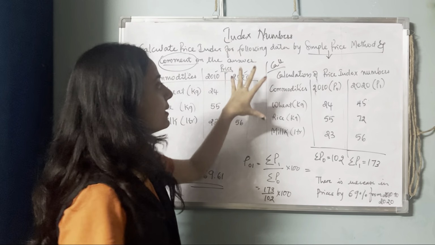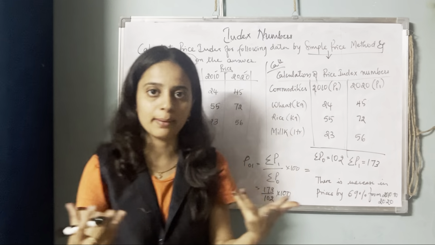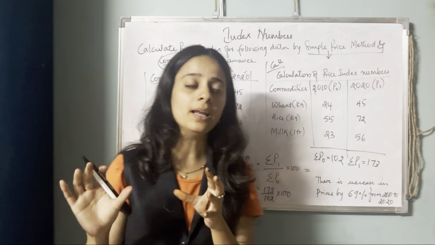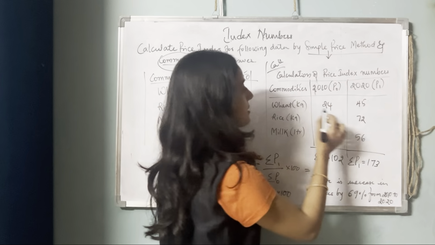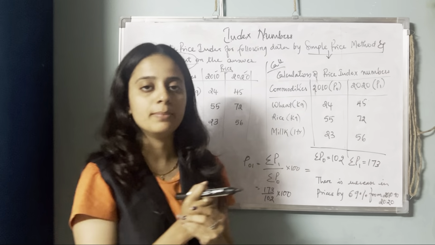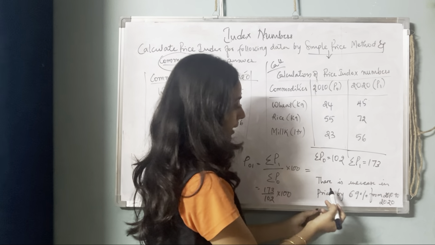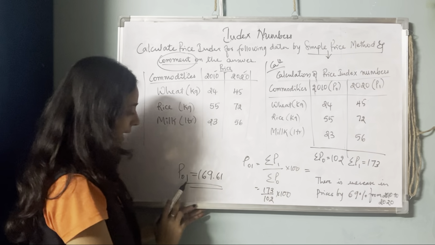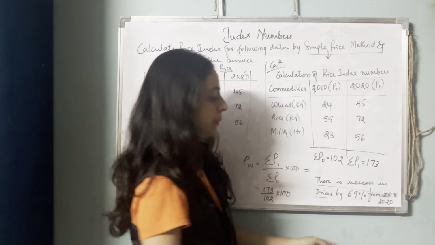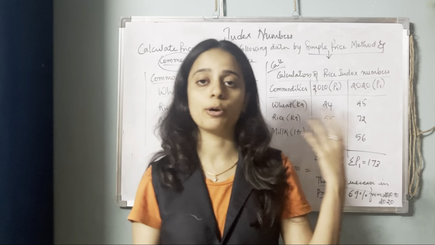What did I do? In the solution part, very important, always first write what you are calculating about. Then draw a neat table. Use pen and scale. Draw a neat table, write the headings. 2010 happens to be our P0 and 2020 will be our P1. I just did the totals of both the columns, and here the answer came to 169.61, and the final conclusion and the comment we passed is that there is an increase of 69% in prices from 2010 to 2020.